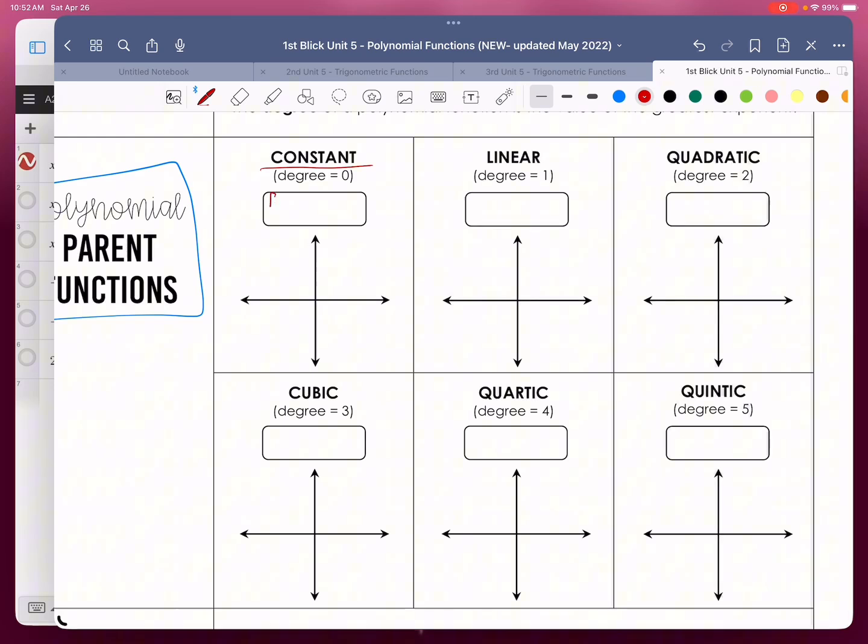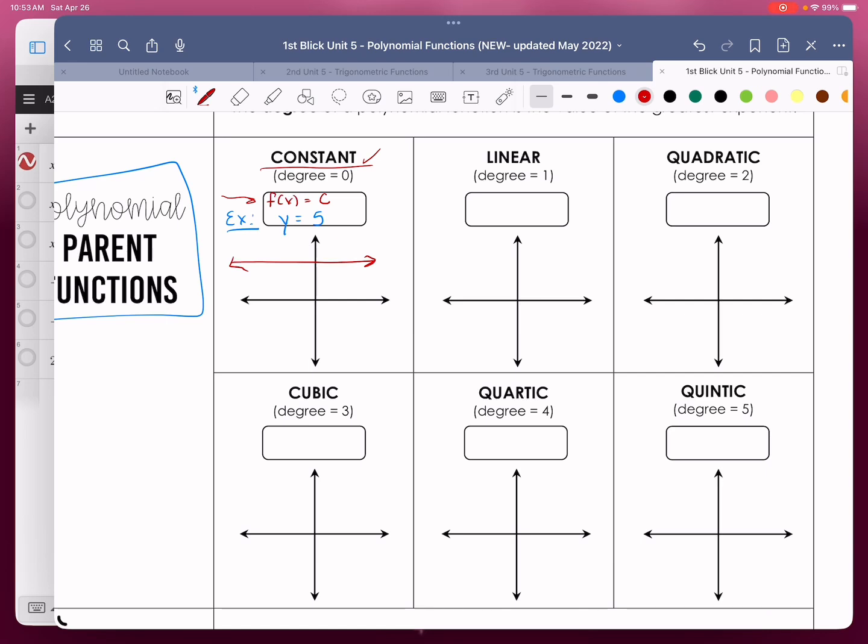What that looks like in function form is f of x is equal to c, where c is a number. What that looks like in a real problem, you would see y equals a number. All right, that's an example of one. So what would that look like graphed? Well, it's just going to be your horizontal line going straight across. So this is the parent function of a constant polynomial.